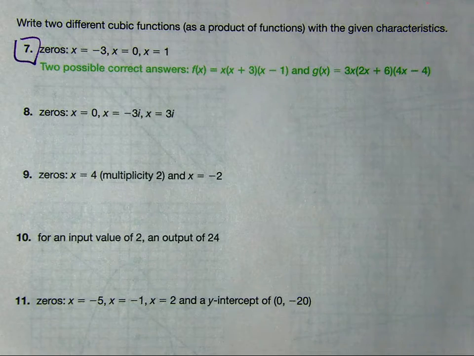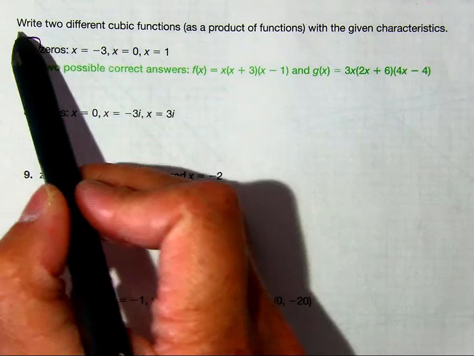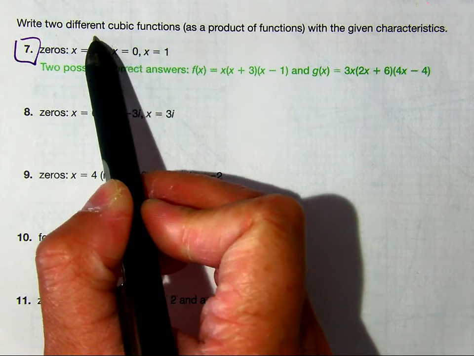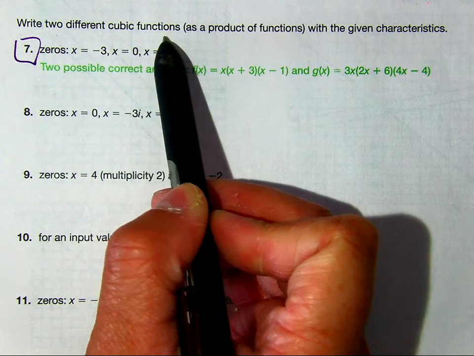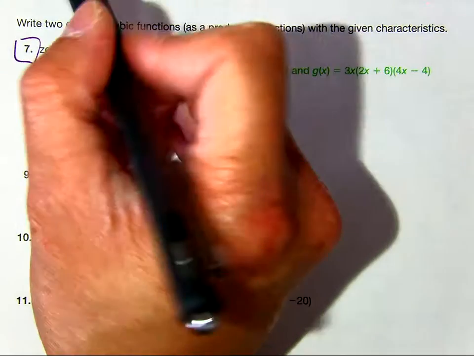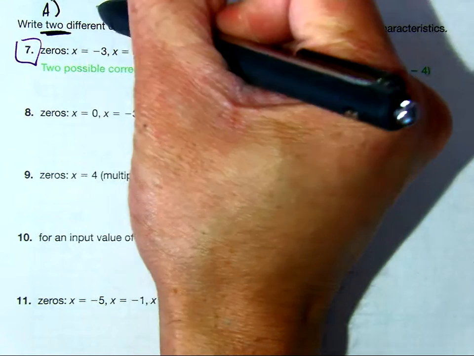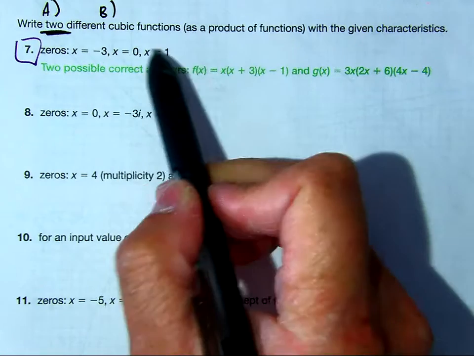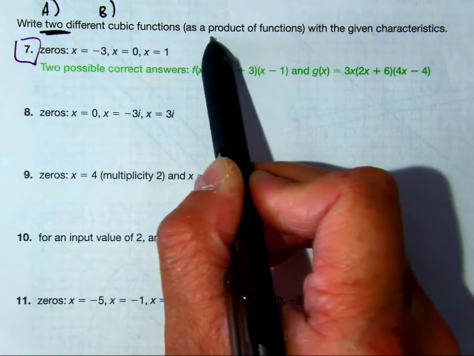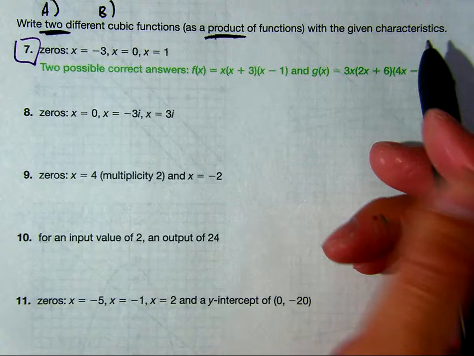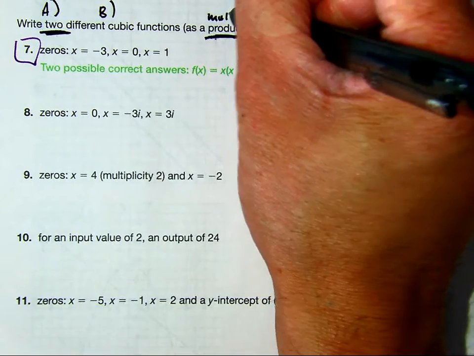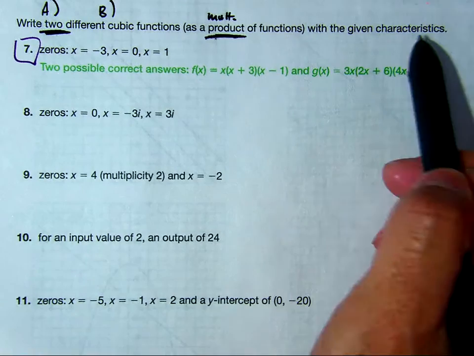All right, for question number 7, let's read the directions. Write 2 different cubic functions. How many, class? 2. So you should have 2 answers. You can call A and then B. 2 answers, so let the product, remember product means what math operation? Multiplying of the functions with the given characteristics.